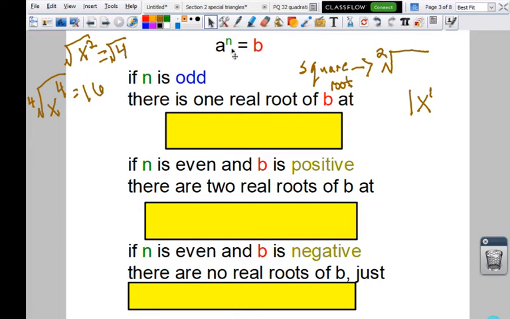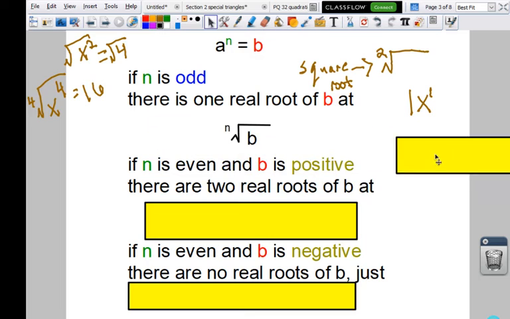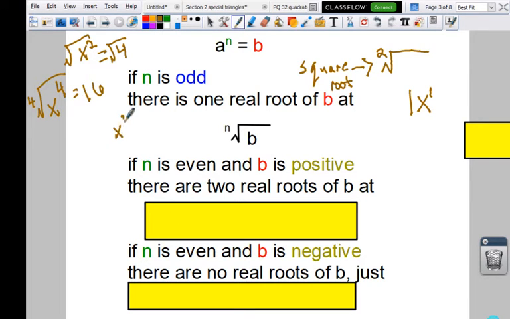So, if I have a number, an exponent of n, and it equals b, there's a few things going on. If n is odd, n is my exponent, we're going to have one real answer. And that is going to be the nth root of b. So for example, if I had x to the third equals 27, to get rid of my exponent and solve it for x, I would take the third root of 27. Whatever I get is my answer.